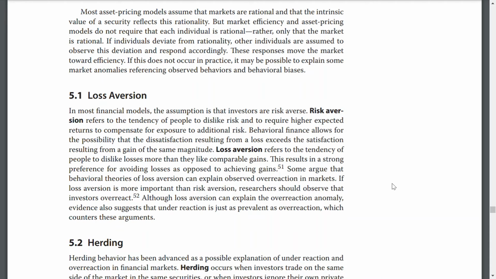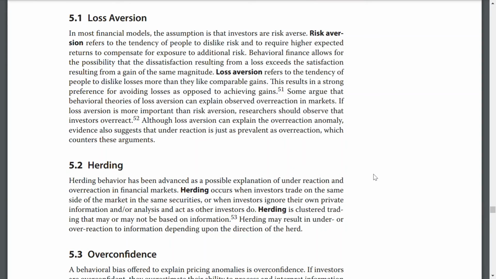Loss aversion. In most financial models, the assumption is that investors are risk averse. Risk aversion refers to the tendency of people to dislike risk and require higher expected returns to compensate for exposure to additional risk. Behavioral finance allows for the possibility that the dissatisfaction resulting from a loss exceeds the satisfaction resulting from a gain of the same magnitude. Herding behavior has been advanced as a possible explanation for underreactions and overreactions in financial markets.